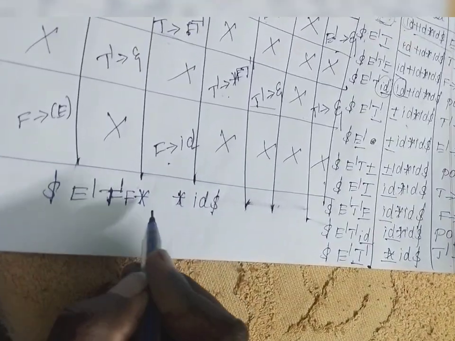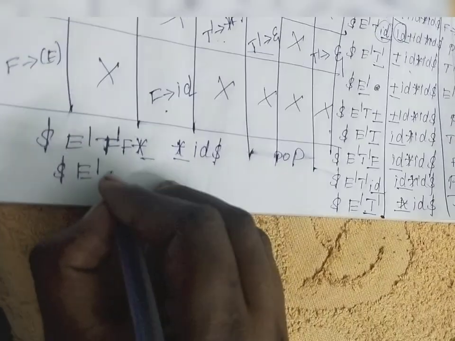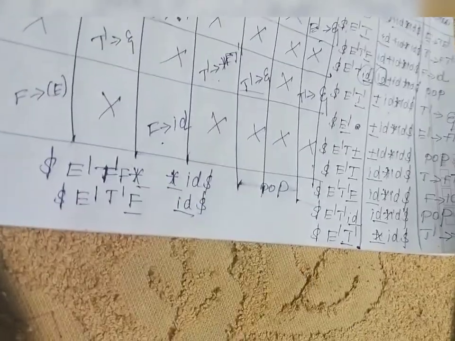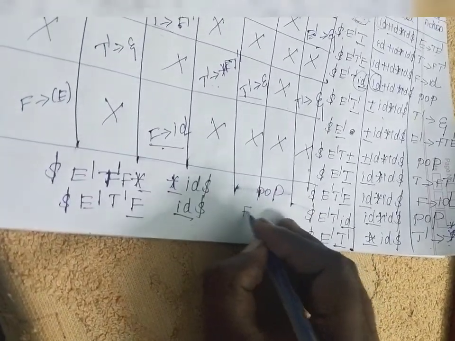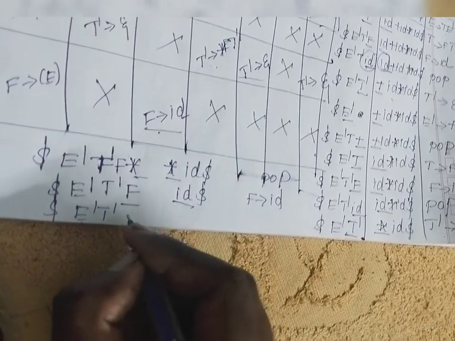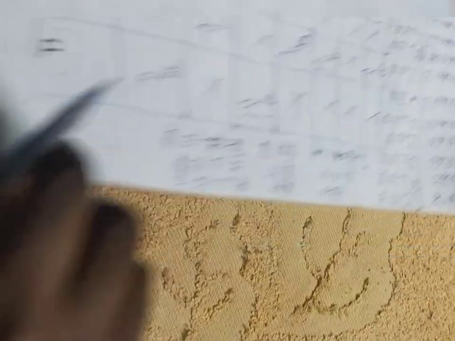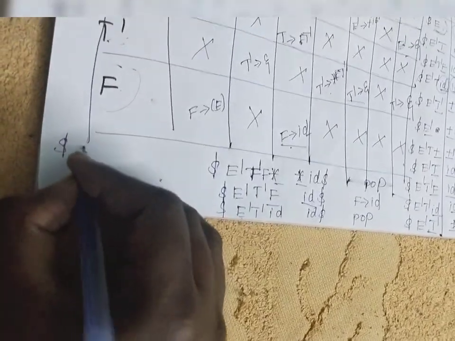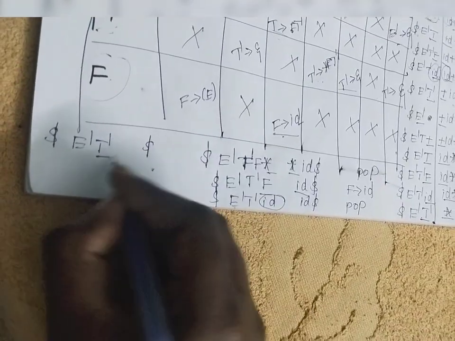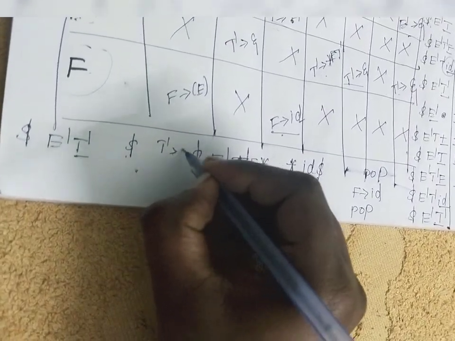Again you have to check star, so it will pop out. Then you get dollar symbol E dash T dash F, again ID dollar symbol. F and ID, whether it is having a production, yes, F tends to ID. Then you have to substitute dollar symbol E dash T dash F as ID, then ID dollar symbol. Then pop this one, then you get dollar symbol E dash T dash, ID popped out now. Here also having dollar symbol. Then you have to check T dash and dollar symbol. T dash and dollar symbol having T dash tends to epsilon.